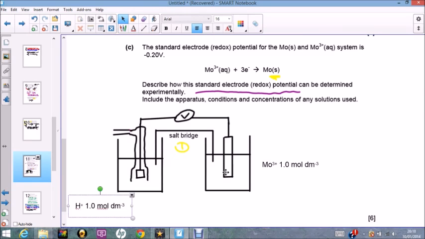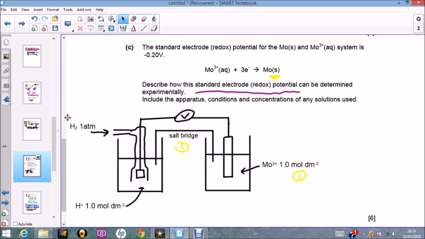The thing I'm going to label are the 2 solutions. So I've got H plus 1 mole per decimeter and molybdenum 3 plus 1 mole per decimeter. I get 1 mark for saying that both of these solutions are 1 mole per decimeter.